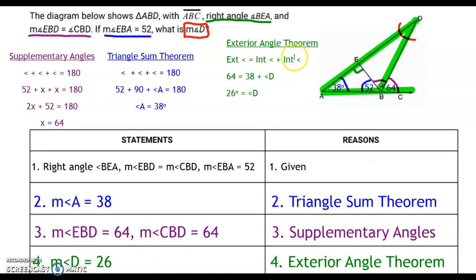Here's how it looks. Here's my exterior angle theorem setup, where I use the exterior angle of 64, the interior angle of 38, and this unknown interior angle. In the formula, I solved for the unknown interior angle, which is 26 degrees. This is just another way of writing out a question that you might have multiple different steps on, and it's a good way to write it out because it shows you all of the different steps in order.